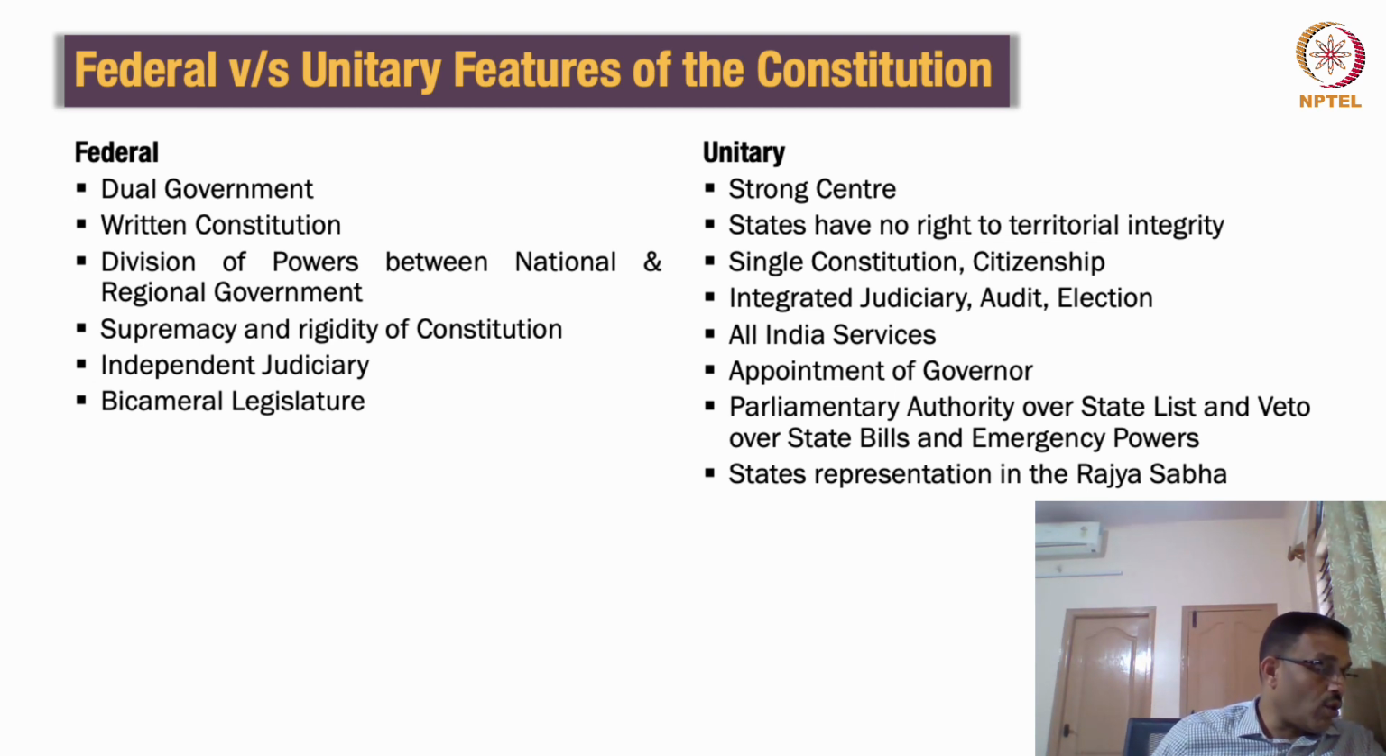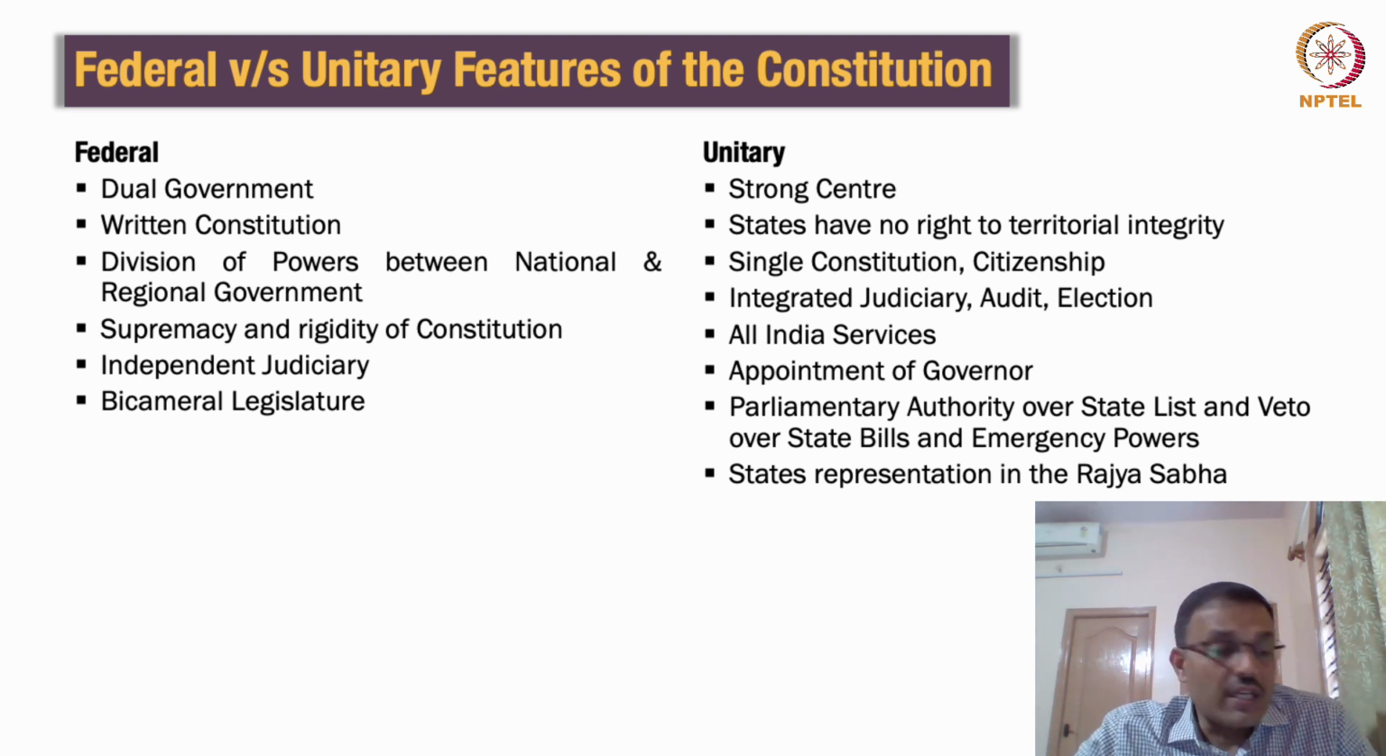Now, you will also see that states in India, or provinces in India, do not have what is known as territorial sovereignty or territorial integrity. It is better to say that sovereignty is with the nation. So the parliament or the central government can alter the areas, the boundaries and the name of a state. So states do not have a right over their territory. The central government can decide. They can change the territory of a state.